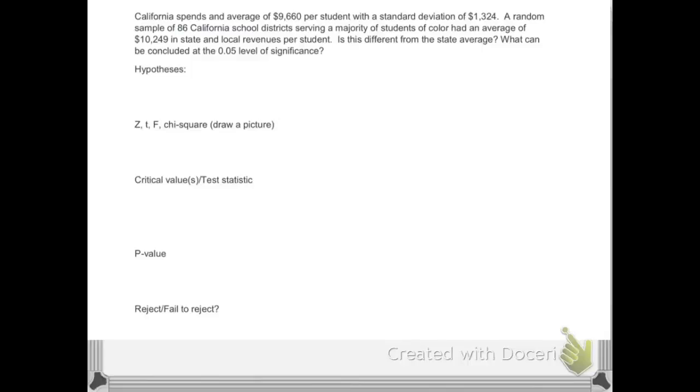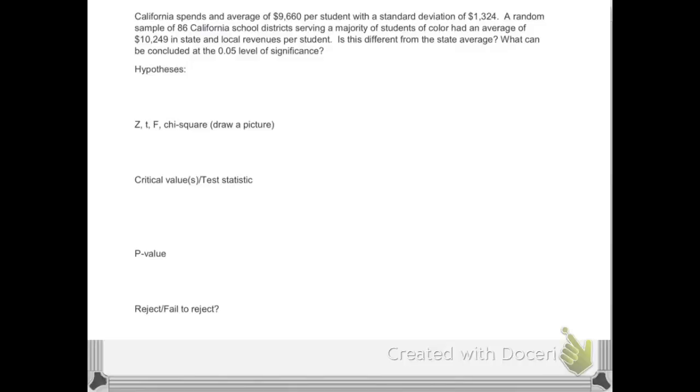Let's go ahead and do a hypothesis test on one sample. So let's read here. California spends an average of $9,660 per student with a standard deviation of 1,324. This is K through 12 education spending.